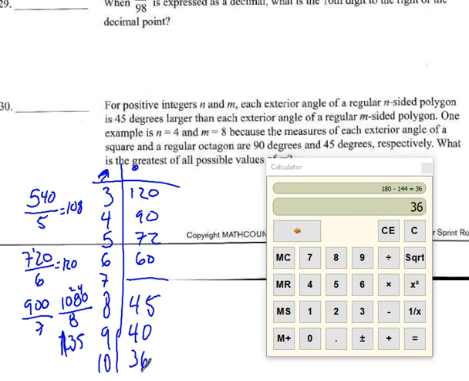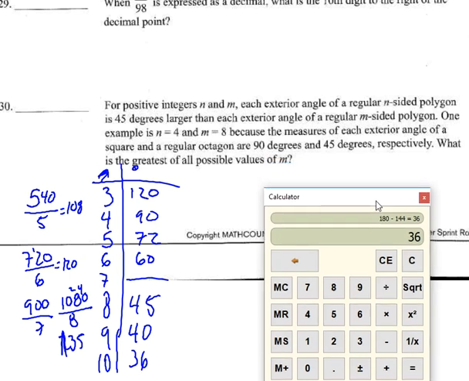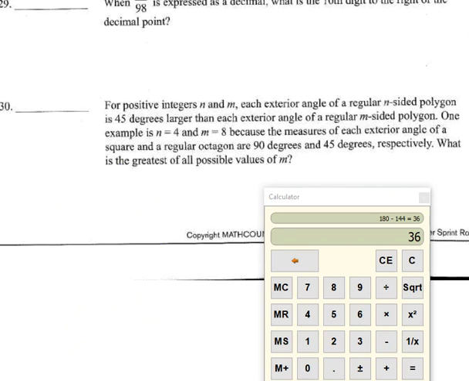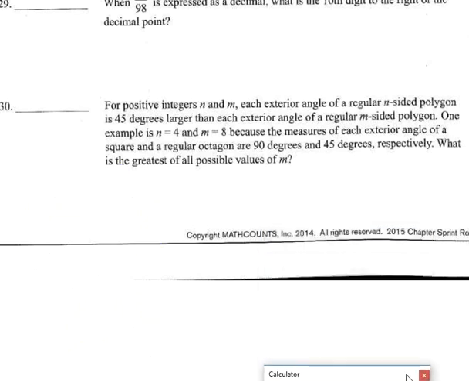All right, and so I can continue in that manner. And so I'm being asked, I'm going to stop there for now. One example, because the measures of each, what is the greatest of all possible values of m? And so if I were to continue this, I would never get the answer. Okay, I'm sorry that I wasted your time. So since I know this isn't going to work, there's got to be another way.